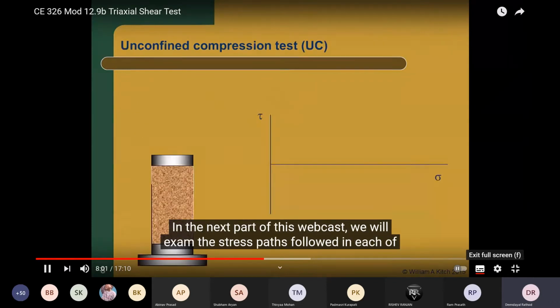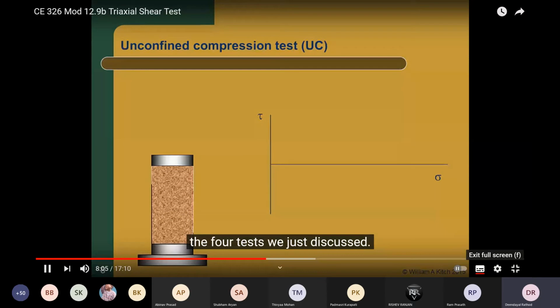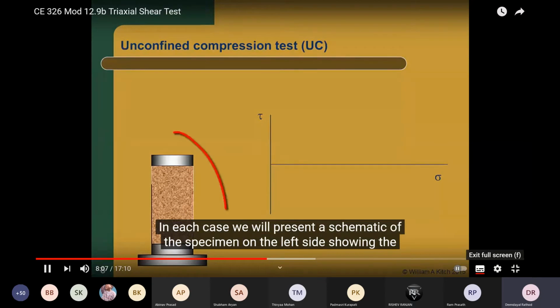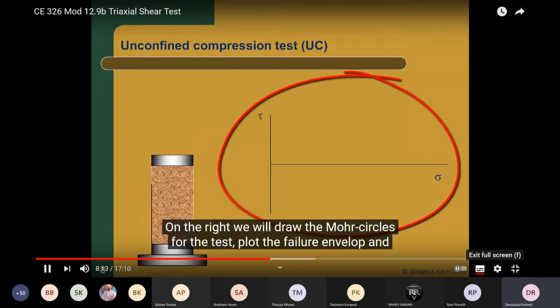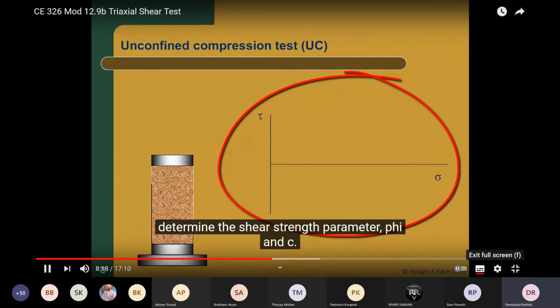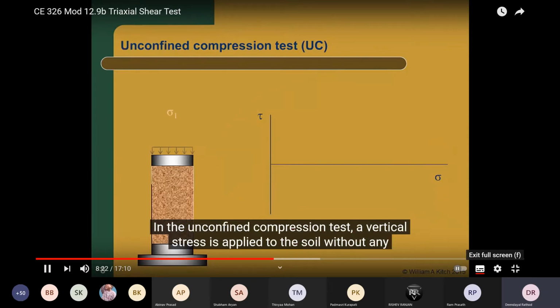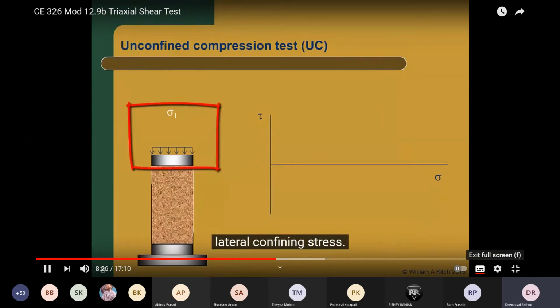In the next part of this webcast, we will examine the stress paths followed in each of the 4 tests we just discussed. In each case, we'll present a schematic of the specimen on the left side showing the boundary conditions and the applied stress. On the right, we'll draw the Mohr circles for the tests, plot the failure envelope, and determine the strength parameters phi and c.